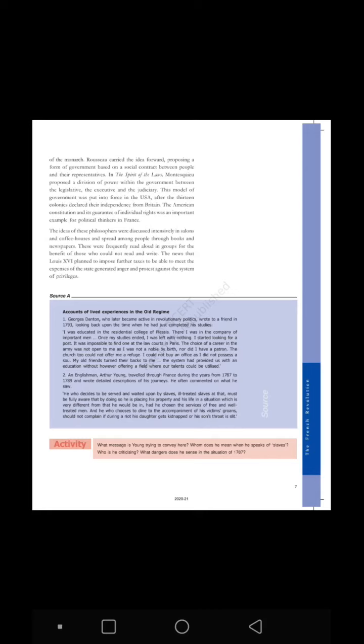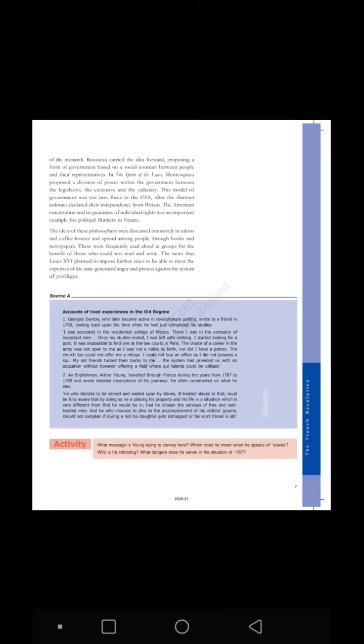The ideas of these philosophers were discussed intensely in salons and coffee houses and spread among people through books and newspapers. These were frequently read aloud in groups for the benefit of those who could not read and write. The news that Louis XVI planned to impose further taxes to be able to meet the expenses of the state generated anger and protest against the system of privileges.